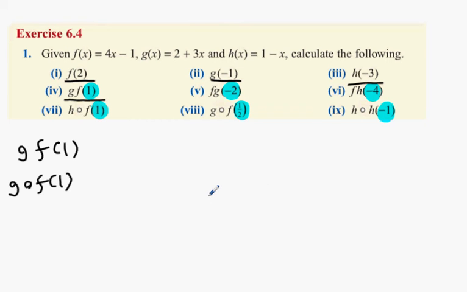So you find out what F1 is. F1 is 4 times 1 minus 1, which is 3. Everybody happy with that? Yes, Lee?